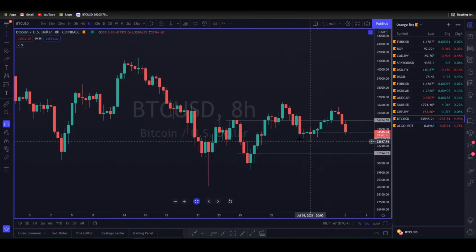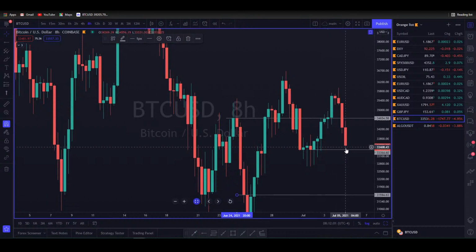So this higher low must stay intact. If it gets broken, you're looking lower. If it stays intact, you can see right now this bearish candle is playing with Bitcoin. There's your 8 hour support. There's your test of it.